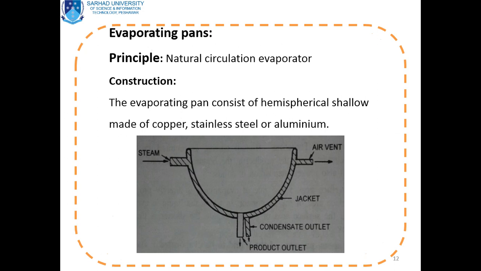One example of the class of the natural circulation evaporator is the evaporating pond.